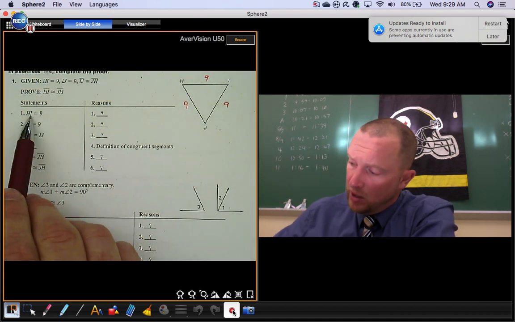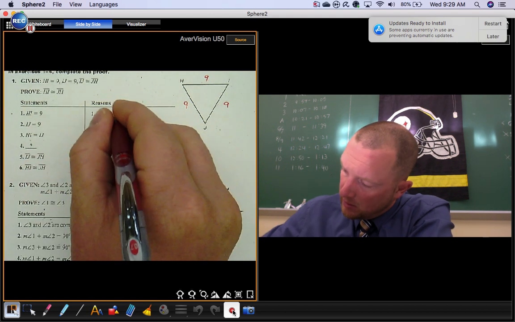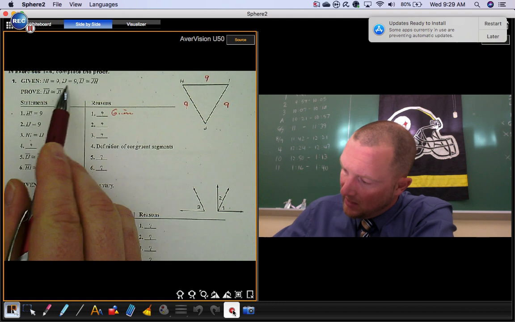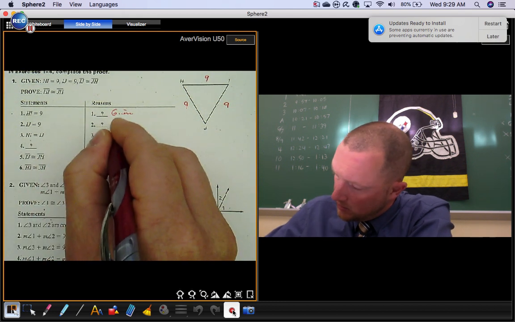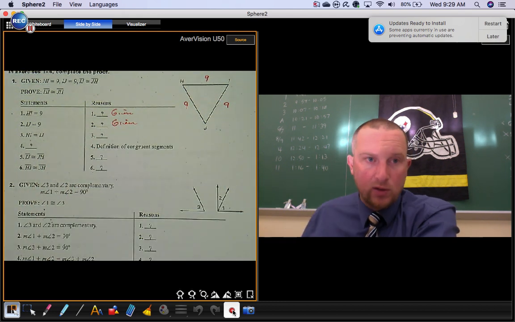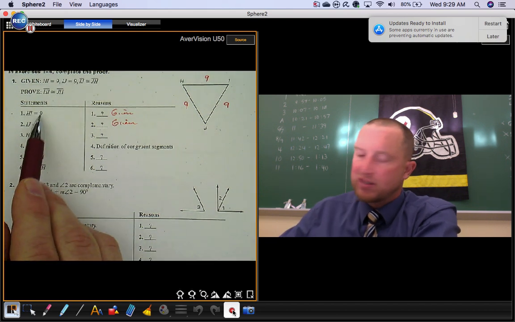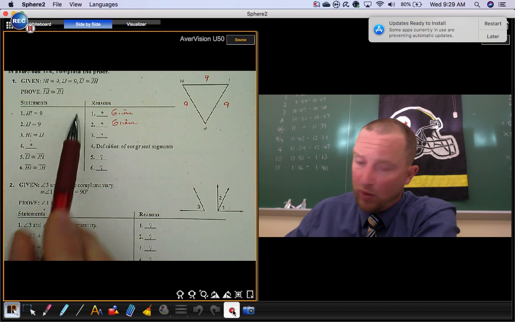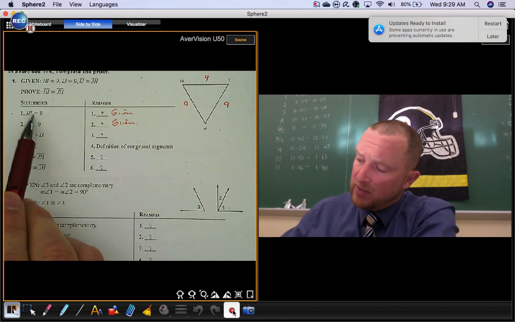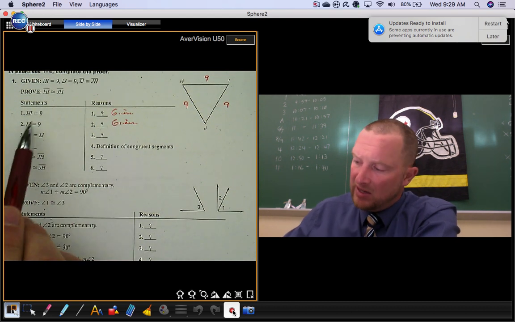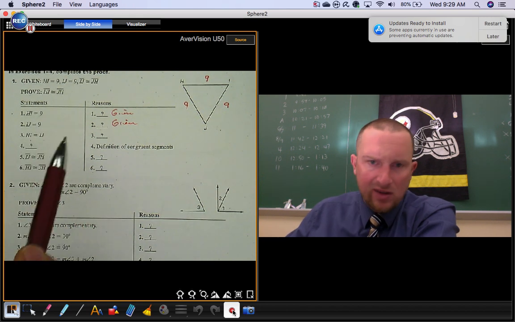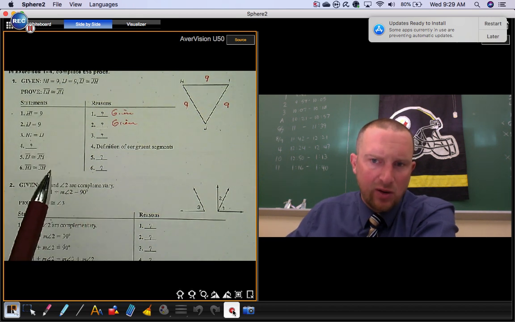Okay, so how do we know H to I is 9? That's given. How do we know that I to J is 9? That's given also. You didn't have to separate these two steps, but they chose to. You could put them both on the same line. Sometimes though, when you separate them, it's easier to see what they're giving you to use. If you jam a whole bunch of things on one line, sometimes it gets confusing and hard to see.